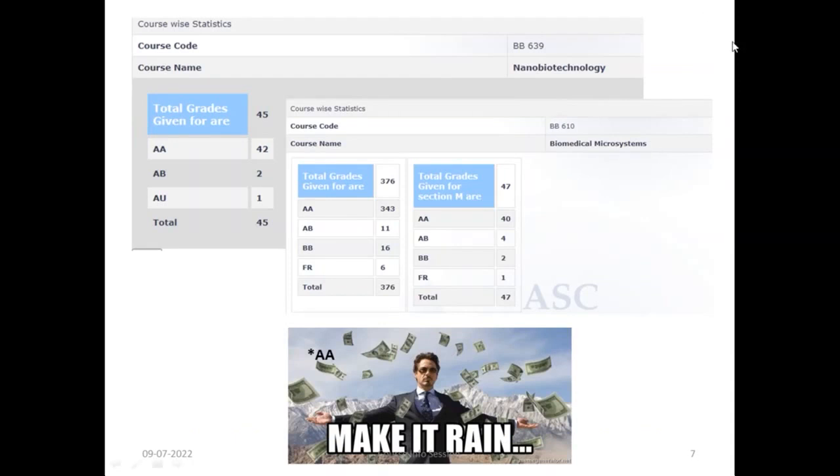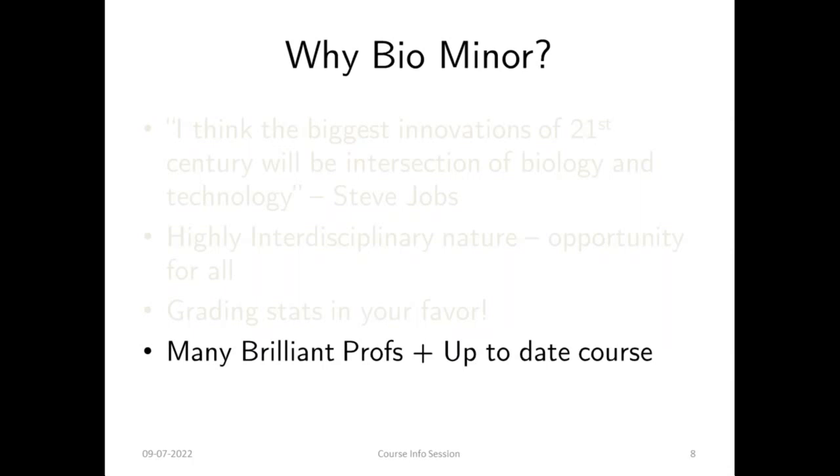And these are some of the courses, one of which, BB610, went viral. People were taking it like they became crazy about it. It had 376 grades distributed, out of which 343 were A. There was a course, nanobiotechnology, which a lot of people are not aware of, in which out of 45, 42 grades given were A. So if you explore, there are too many courses in bioscience which have mind-blowing grading.